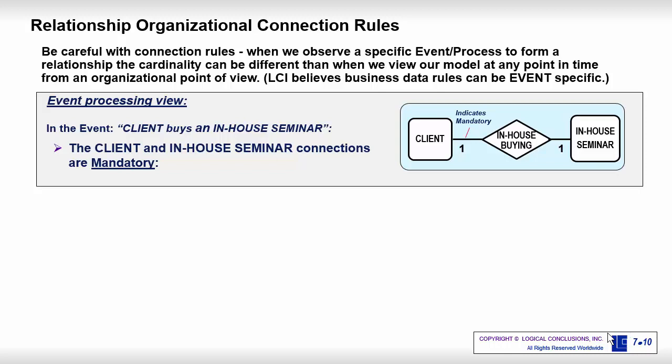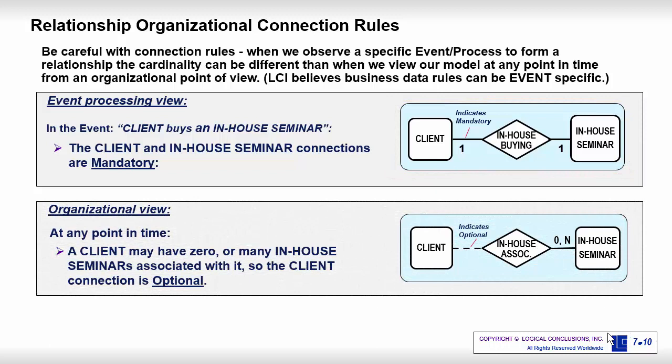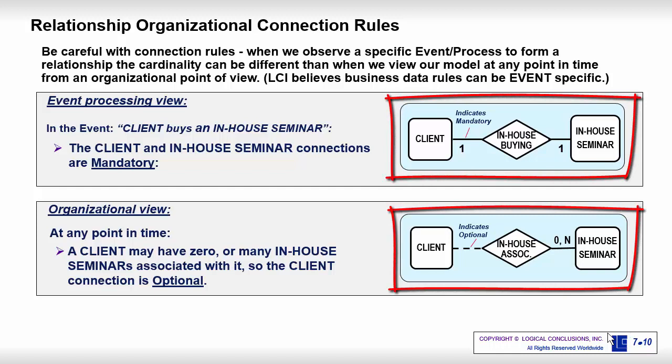Looking from the point of view of an event, where a client buys an in-house seminar, the client and the in-house seminar connections are both mandatory, meaning client and in-house seminar must both be connected to the relationship. The model on the right depicts this. However, if we looked at our model from an organizational, any point in time view and asked, what is the relationship of a client to an in-house seminar, then we would probably say a client may have 0 or many in-house seminars associated with it. So the client connection is optional. In other words, not all clients have an in-house seminar schedule. Notice the same two entities with differing connection rules.